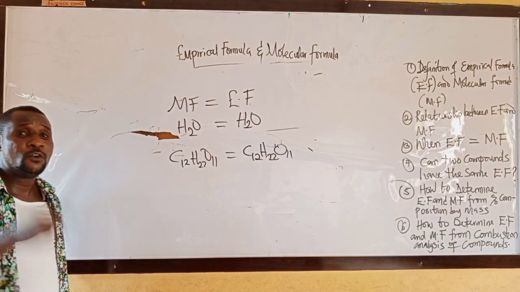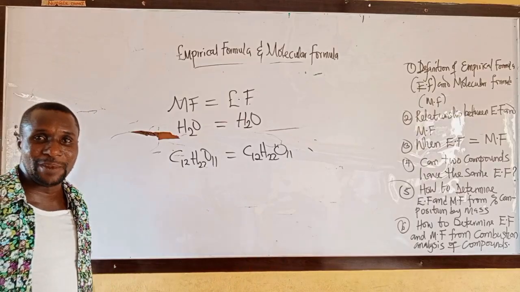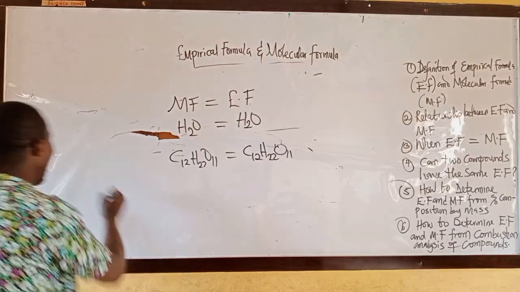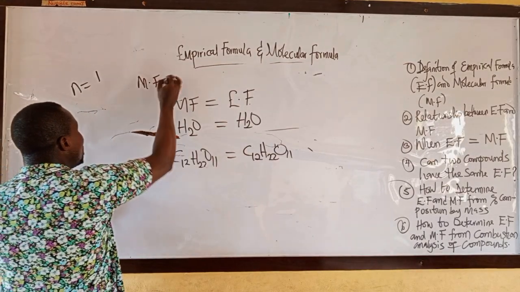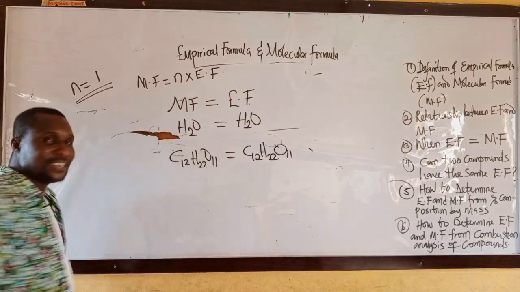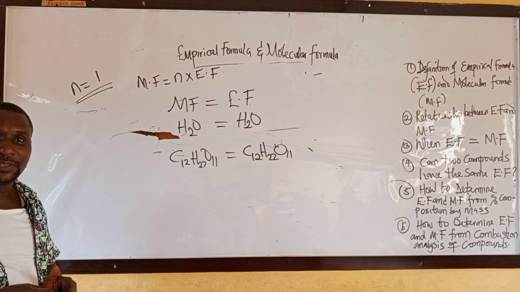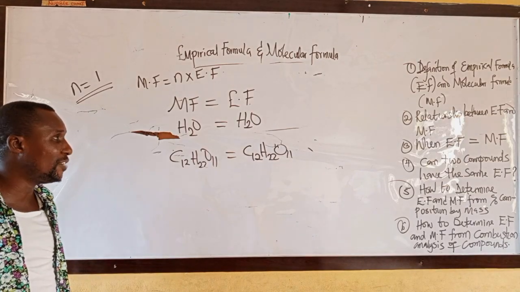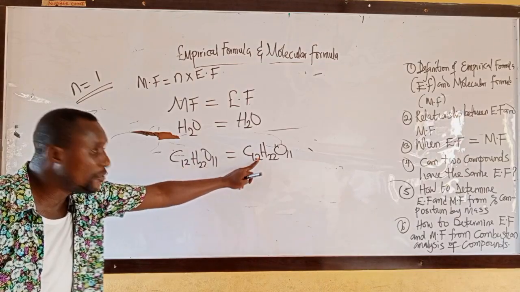I can simply say when n is equal to 1, the empirical formula is the same thing as the molecular formula. Molecular formula equals n times empirical formula. When this n is equal to 1, that means the molecular formula is the same thing as the empirical formula, when the molecule of the compound cannot be simplified any further. This is sucrose. The molecular formula and the empirical formula are the same thing.